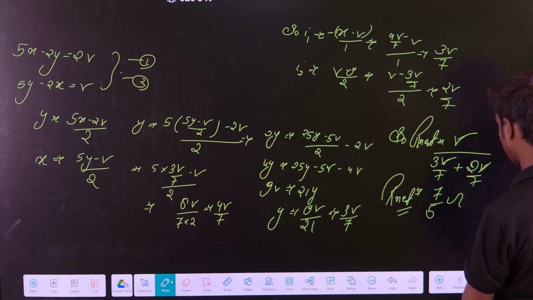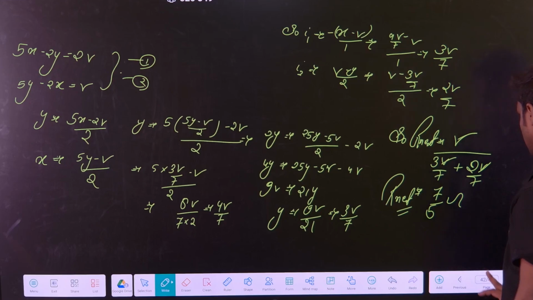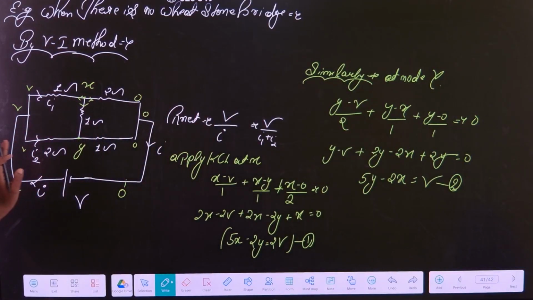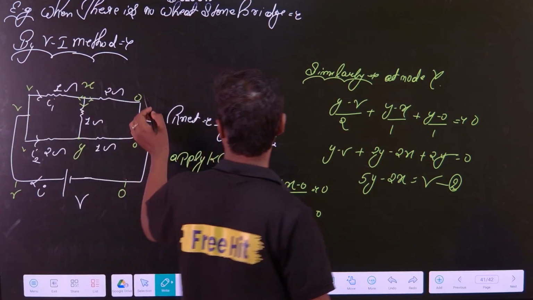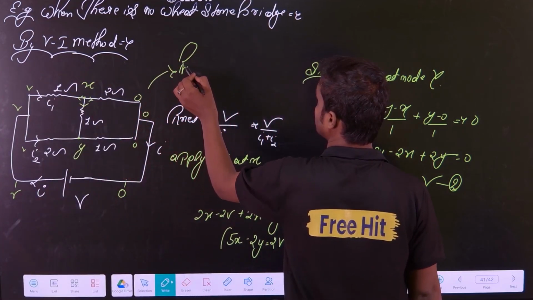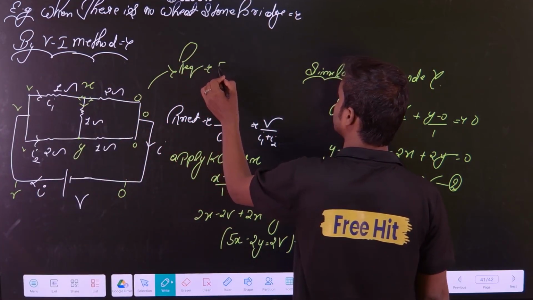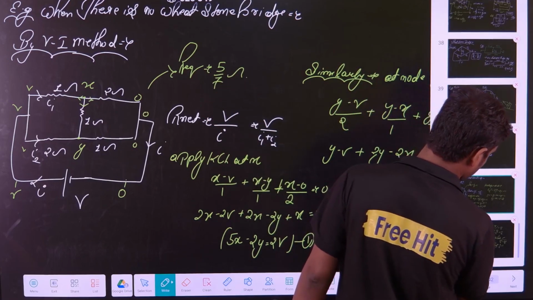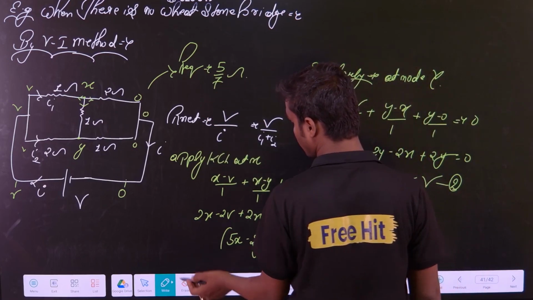So that is my R net of this circuit. So this circuit is not a Wheatstone bridge, but we are able to calculate the R equivalent. And what is the R equivalent for this circuit? If you see, the R equivalent for this circuit is 5 by how much? 7 ohm. What is the answer? Sorry, not 5 by 7, it is 7 by 5 ohm.